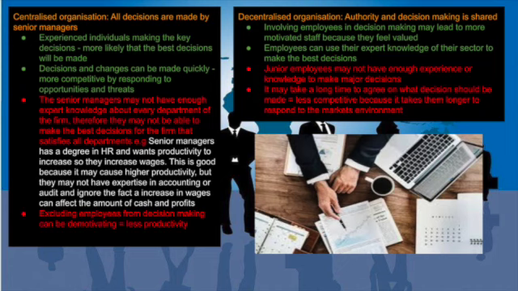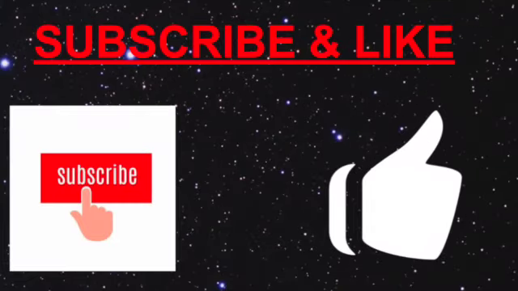Now, in decentralized organizations, authority and decision making is shared. An advantage is that involving employees makes them more motivated because they feel valued, and also employees from different sectors of the business can use their expert knowledge, such as an HR person, accounting, etc. However, a disadvantage is that junior employees may not have enough experience and knowledge to make major decisions, which can lead to more mistakes. It may also take a long time to agree on what decisions should be made, so the firm could be less competitive and take longer to respond to opportunities and threats.